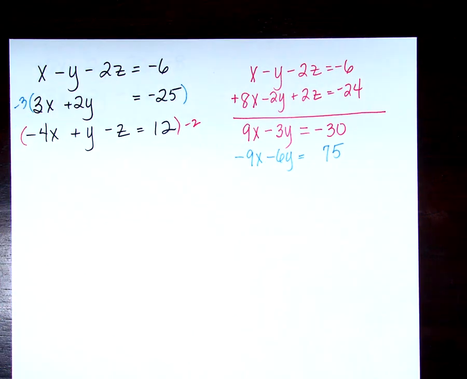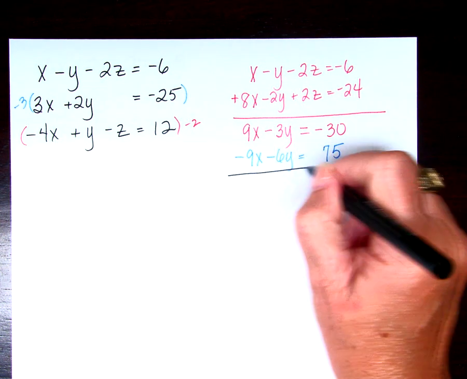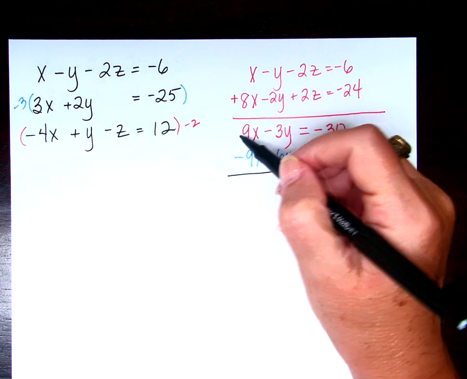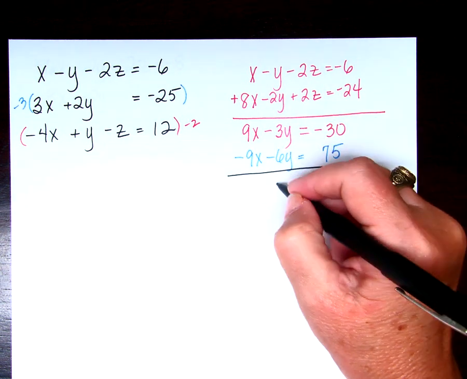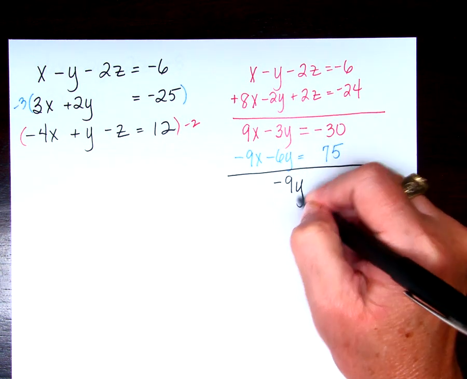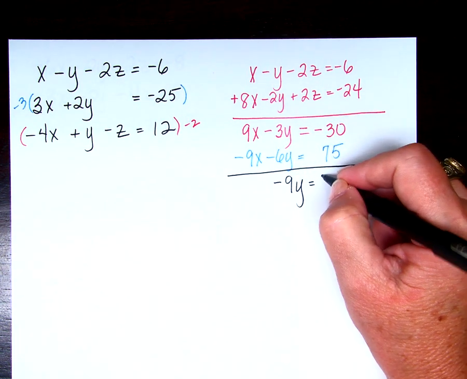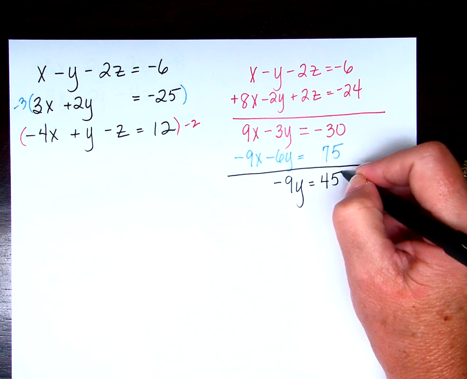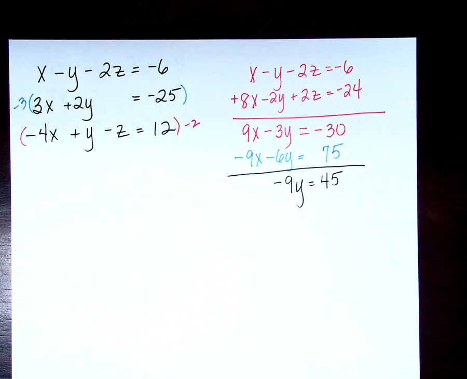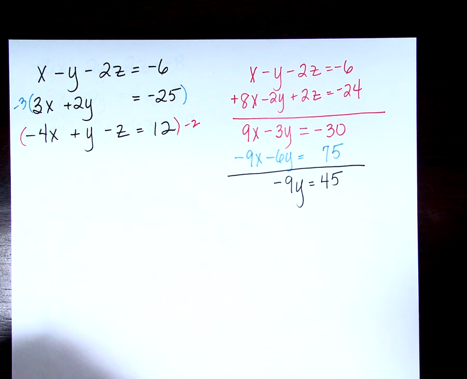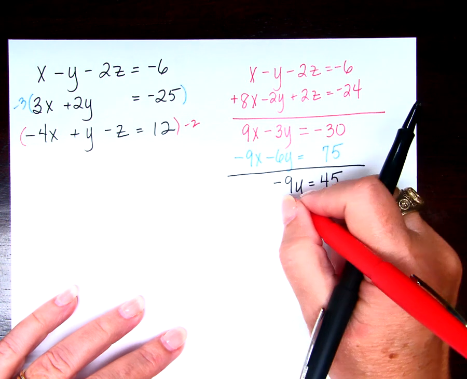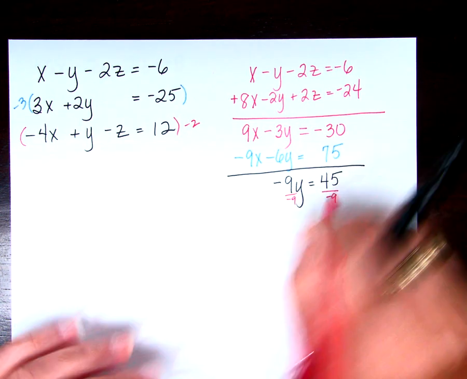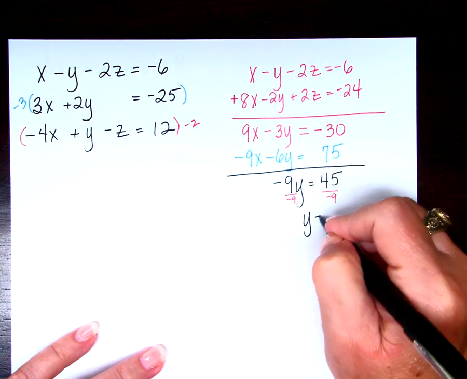Okay, so now I need to combine these two equations. 9x and -9x is 0. Negative 3y and negative 6y equals? 45. Pretty sure it's 45. Thank you for confirming that. Okay. To solve for y, what do I do? Divide by negative 9. Y equals negative 5.